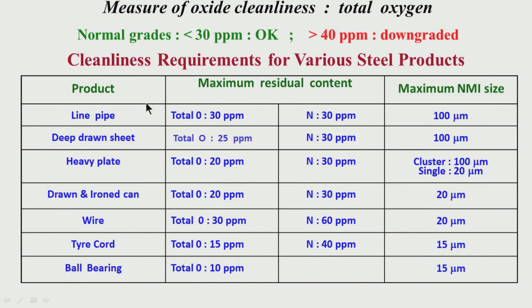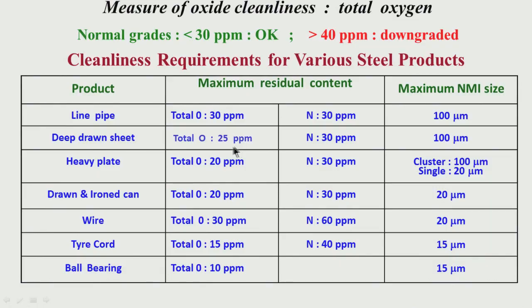I will come to the other requirements of line pipe steel in the next slide, possibly about the sulfur, phosphorus and other elements, but here I have just mentioned the oxygen, nitrogen requirements and the size of the NMI. Now, another important product is deep drawn sheet, which is used for making many applications like car body, like some filters, many important applications. So, what is the requirement? You see, oxygen requirement is still stringent, 25 ppm, nitrogen is 30 ppm, maximum NMI size is 100 micron.